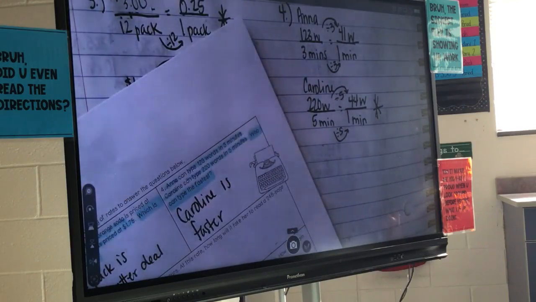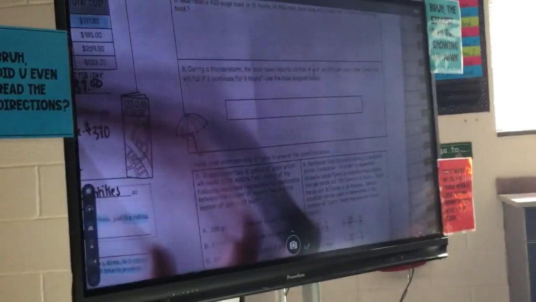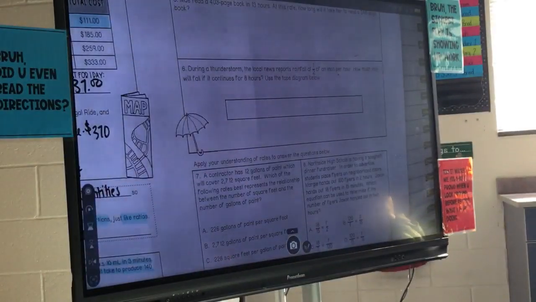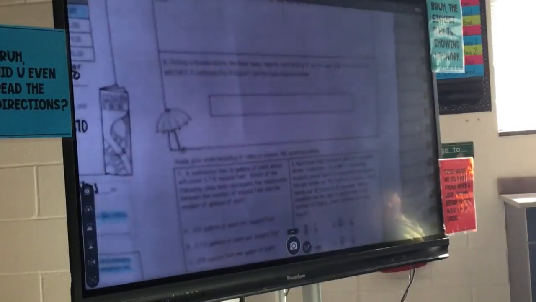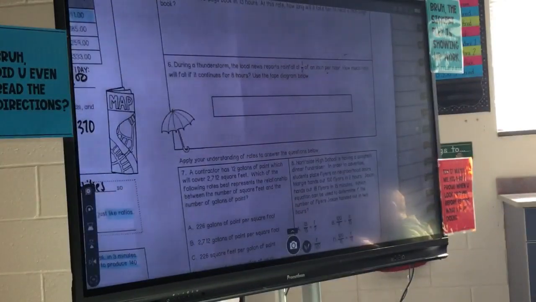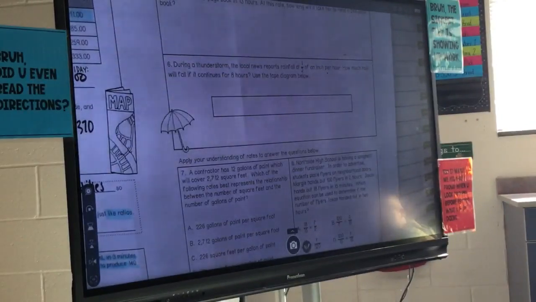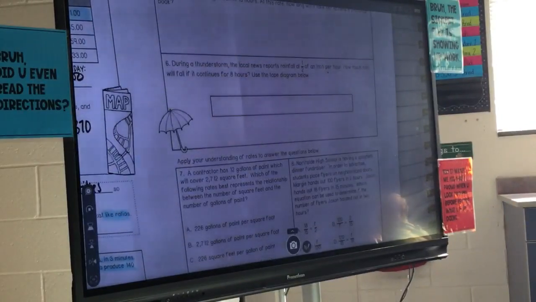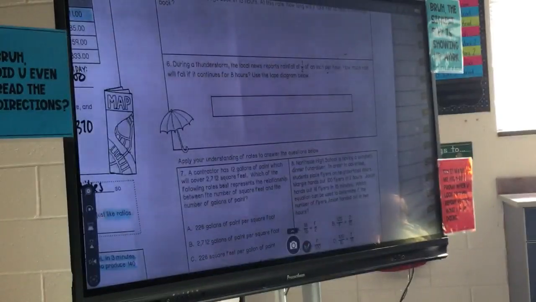All right, we are skipping number 5, and we're going to go to number 6. Number 6 you're going to be able to do on this piece of paper. It says, during a thunderstorm, the local news reports rainfall at ½ of an inch per hour. How much rain will fall if it continues for 8 hours? Use the tape diagram below.